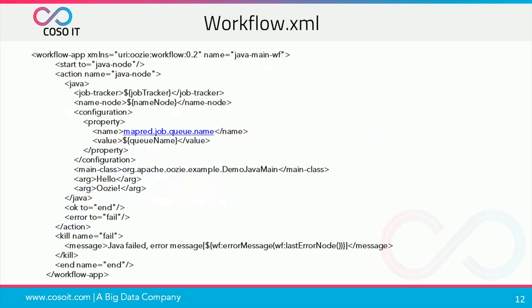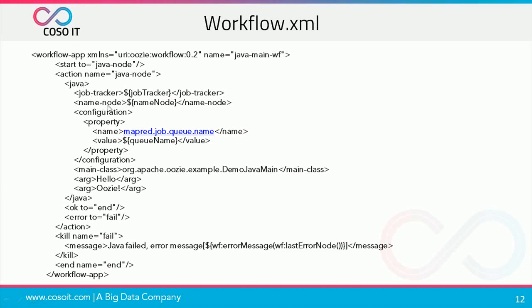So let us see this workflow.xml file. It should have a start node, which is start 2. Then you have to define the action node. Here we are going to define an action for a Java main. So the action is Java.